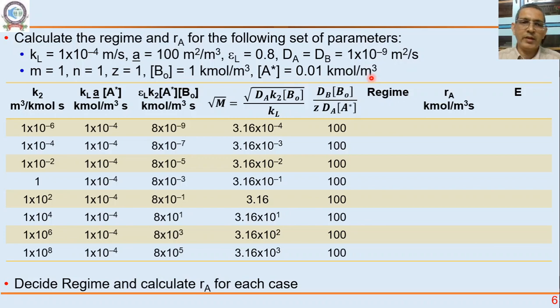Now look at all these four things, write the regime, write RA, write the enhancement factor. Remember, what is enhancement factor? Rate divided by what would have been in the absence of reaction: RA divided by KLA star. Pause. If you have not done this, get up to here, do it for yourself. Then only go forward.